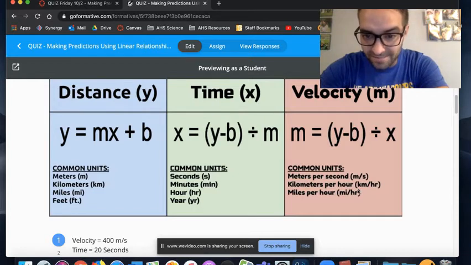Remember, velocity is going to have a distance and a time with a slash or a division in there. So it is meters per second is how you say it, kilometers per hour. That's very important.